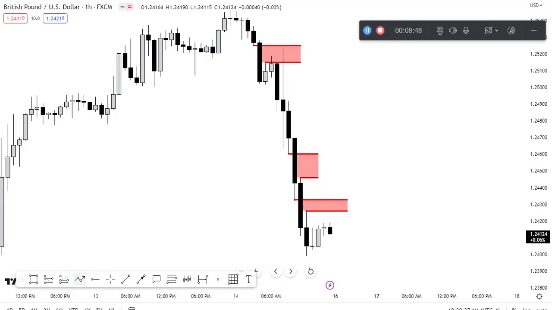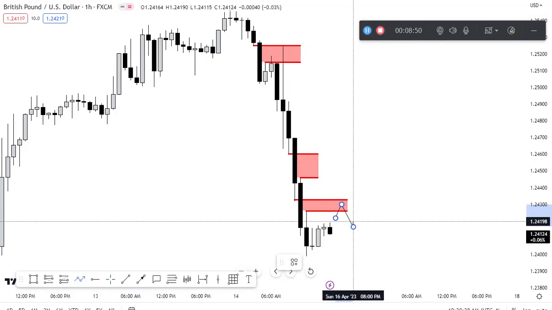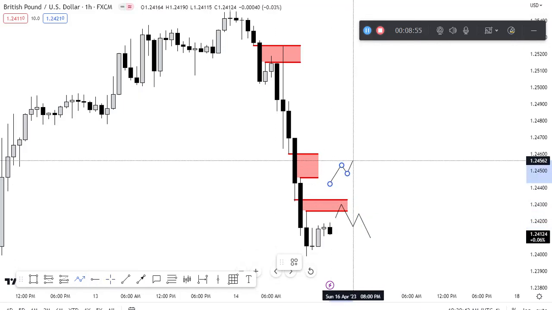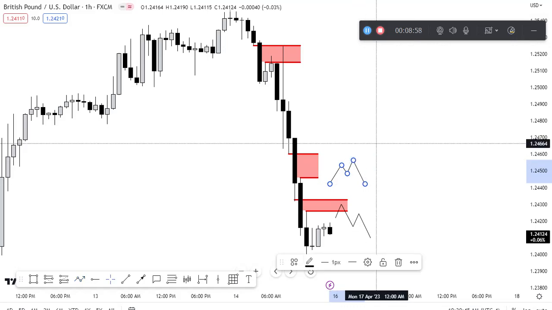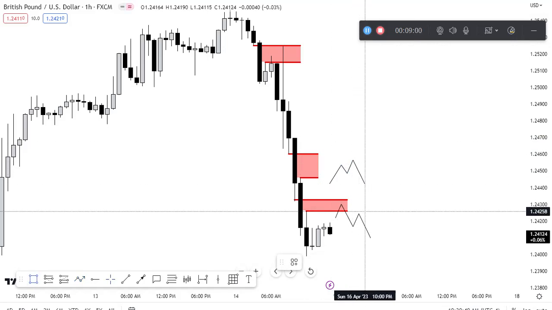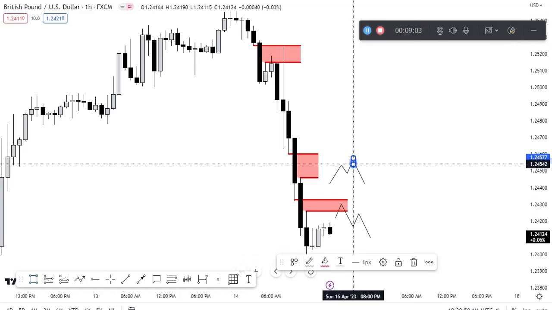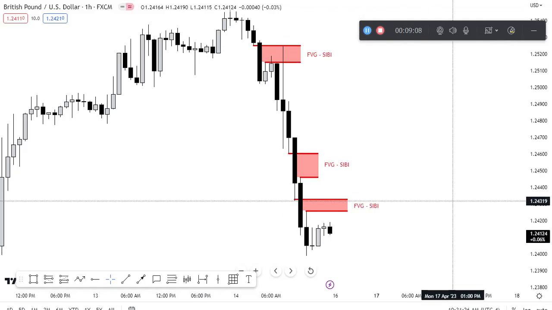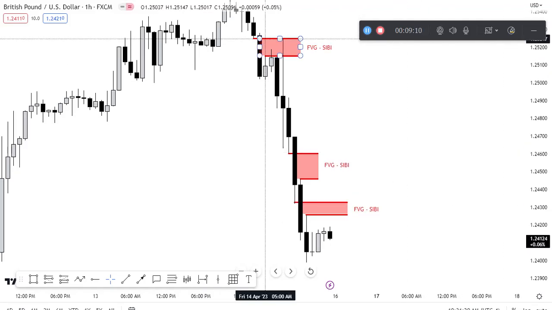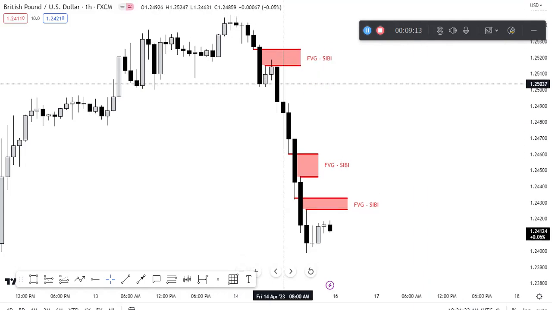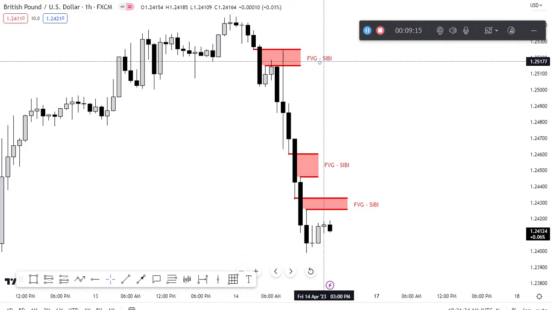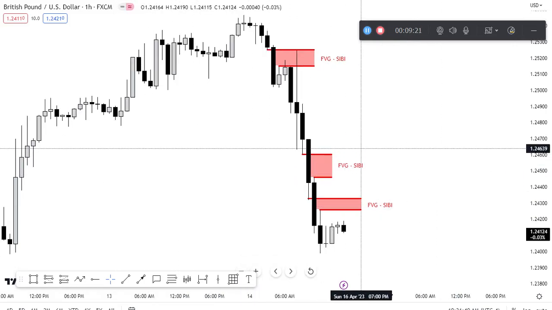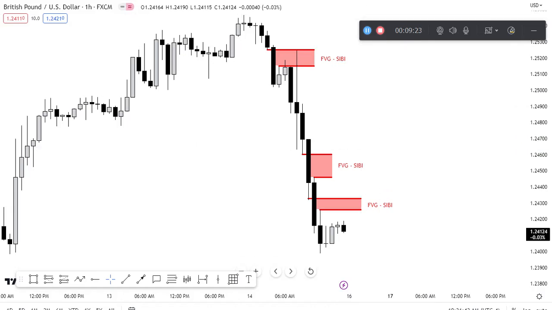Price tends to revisit these zones to indicate some form of continuation moving down. When they're bearish, we call them SIBIs, and when they're bullish, we call them BISIs. Let me just sketch them out for you. Here you go. So whenever price provides fair value gaps moving bearish, we regard them as SIBIs, and when they're bullish, we regard them as BISIs. Let me just type it down.